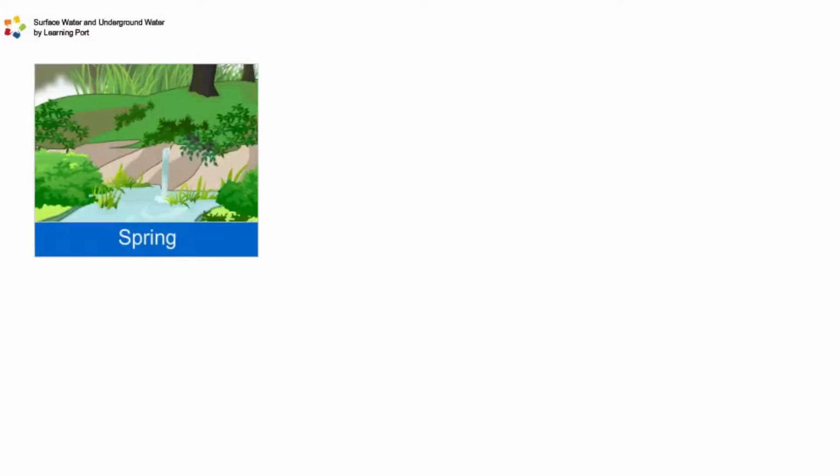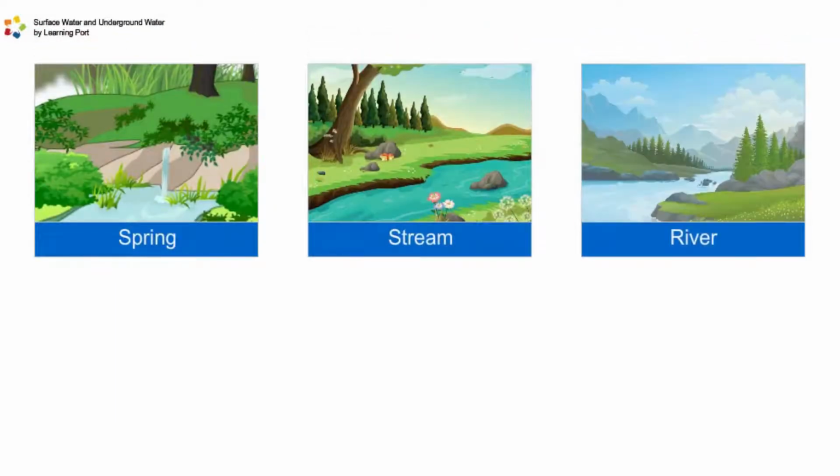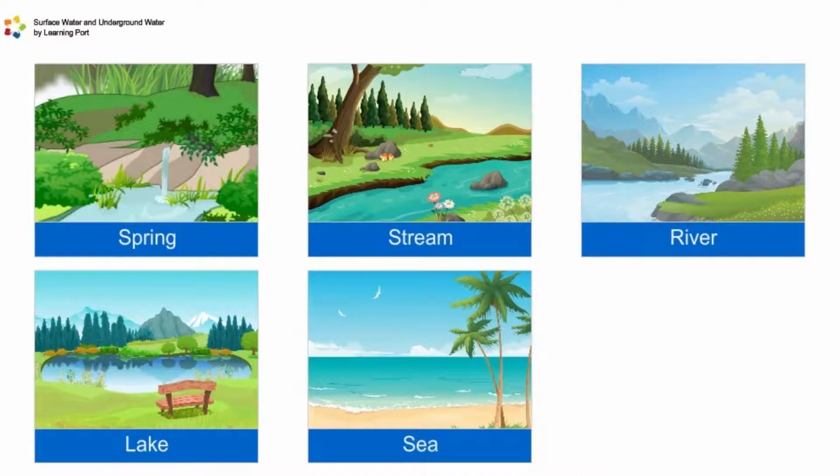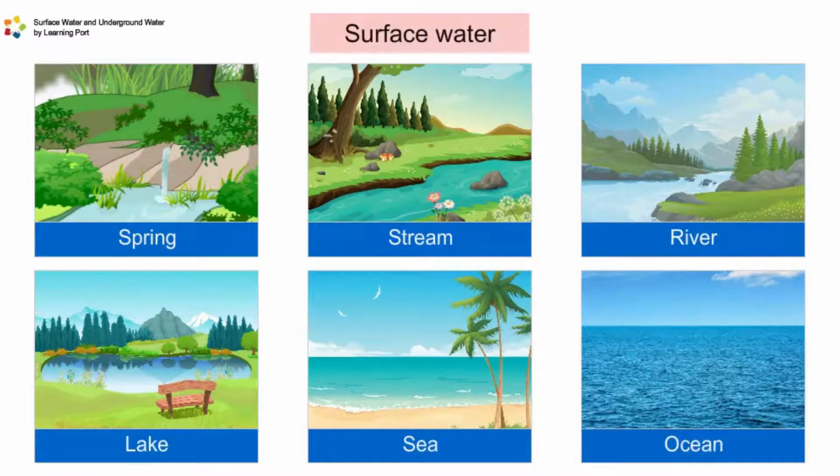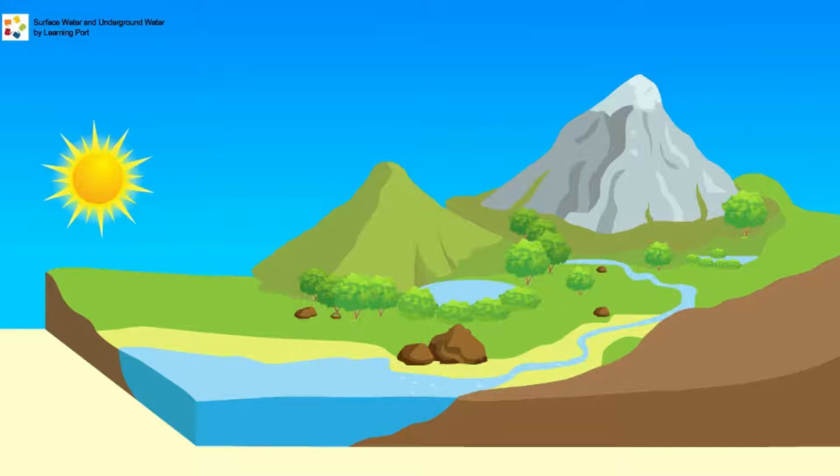"The water from this spring, this stream, the river, the lake, the sea, and the ocean are all examples of surface water," continues his dad. Surface water is water on the Earth's surface and is visible. However, the source of this spring water is from under the ground.